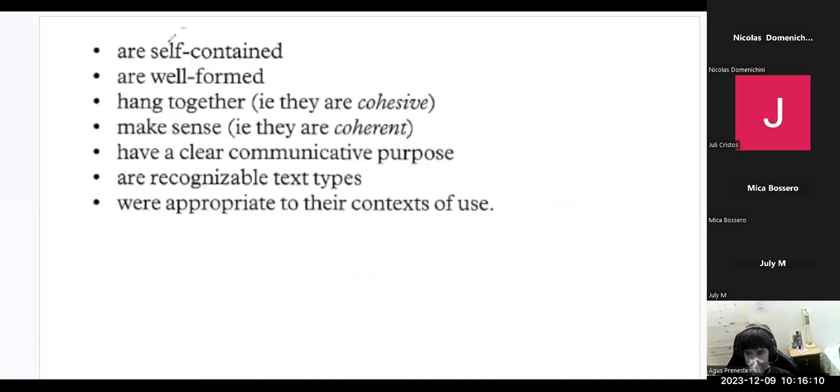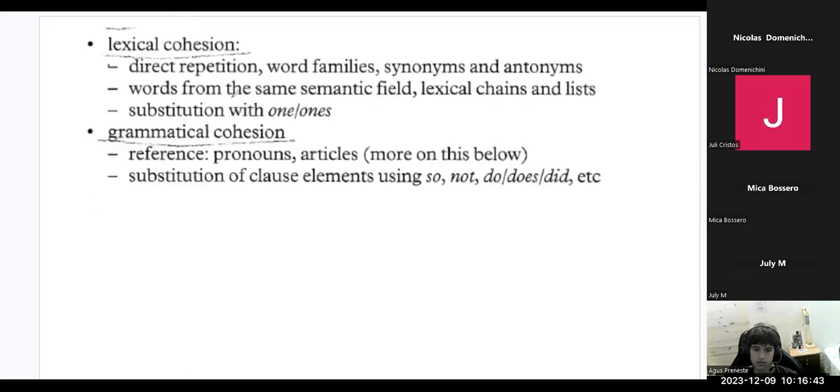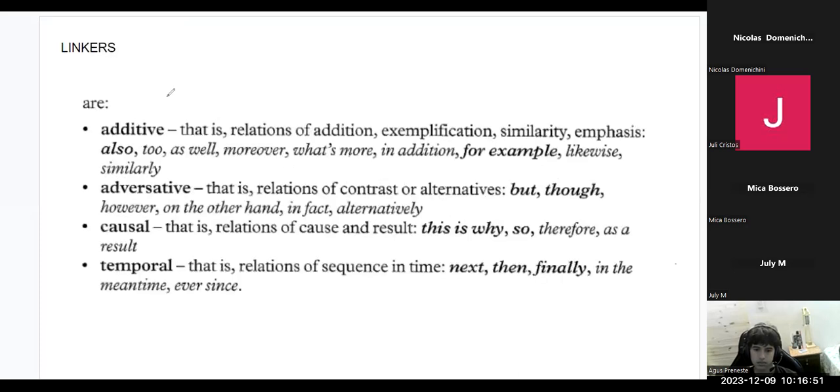A text is self-contained, well-formed, and has a structure. It is cohesive, meaning it is connected, interconnected. It is coherent, meaning logical. Coherence has to do with logic. Remember we talked about Mozart: he was born, he did this, he died. Think about the coherence. A text should have a clear communicative purpose. Also remember the kinds of connectors; these are essential. So pay attention to all these words to realize how to put the text together, okay?